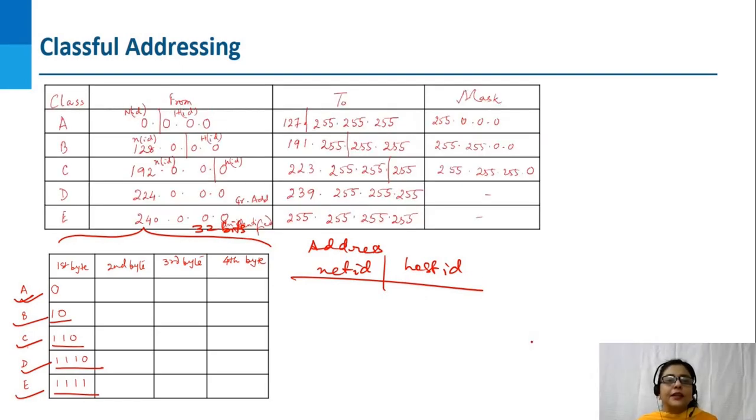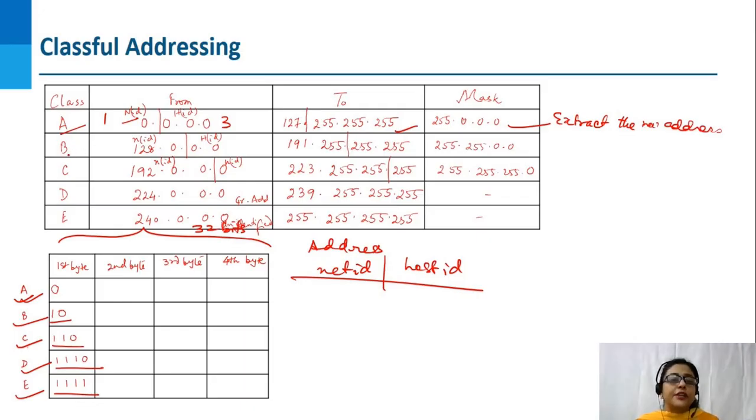Now let us understand the range of addresses of the different classes of classful addressing scheme. See here, let's consider class A address. It has 1 byte of net ID followed by 3 bytes of host ID. Now it starts from 0.0.0.0 to 127.255.255.255. And this is known as the masking. Masking is basically used to extract the network address.